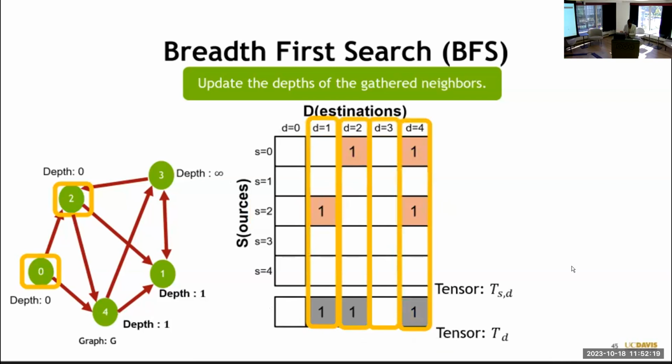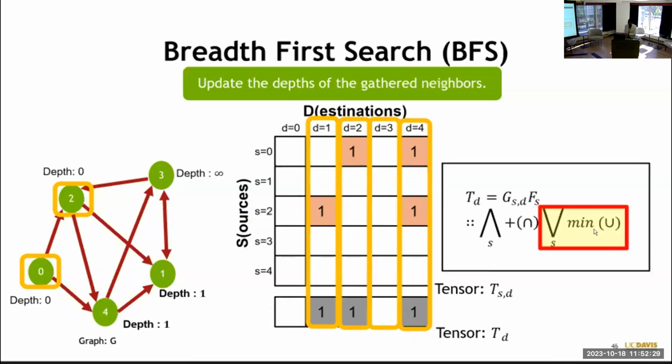And next, we need to make sure there's only one of each neighbor across all the sources. So this requires a reduction across the S rank, or the S dimension. And again, we can describe this as a union of all the S coordinates, with the compute operator being a min operator.